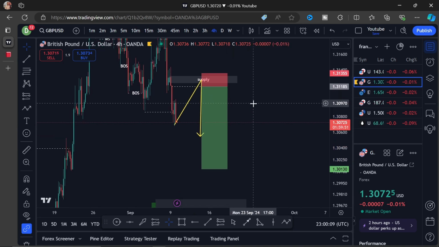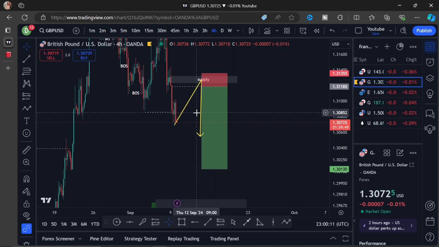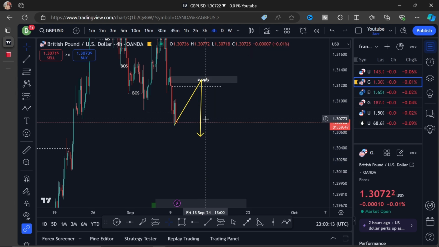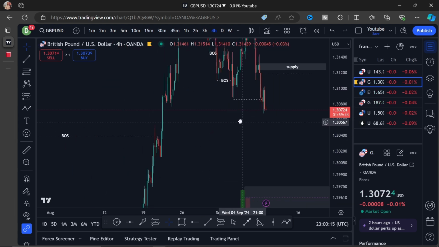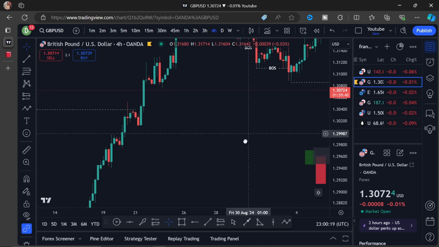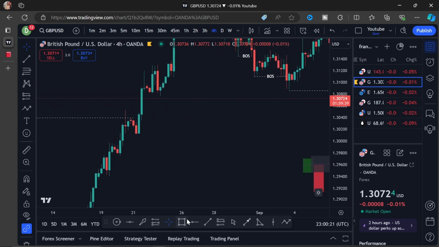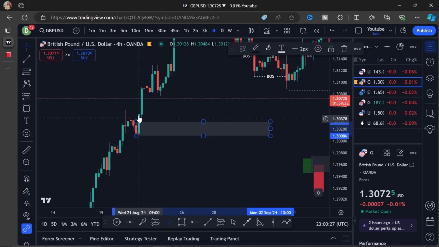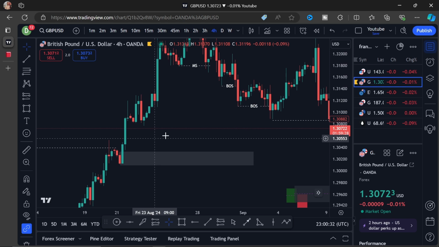Now, if it's for a demand level also, it's the same thing. Now, looking at this market right now, we have a clear demand level over here. Here is a demand level right here. You can see the bullish candle here is smaller than this. You can see the bearish candle here is smaller than this bullish candle that left the level.